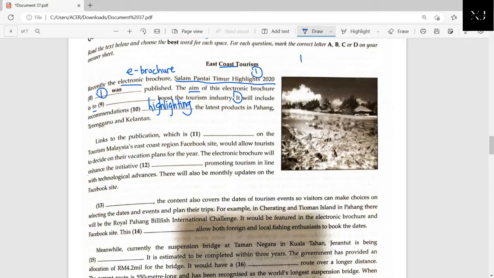So what is an action? Like I am sleeping, for example. So you are currently doing this action. Okay, so you need -ing.